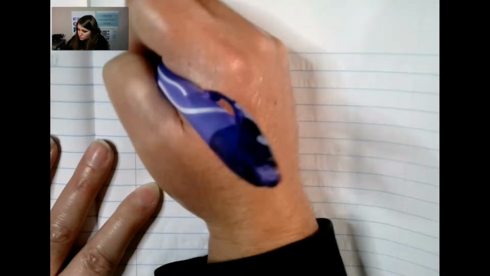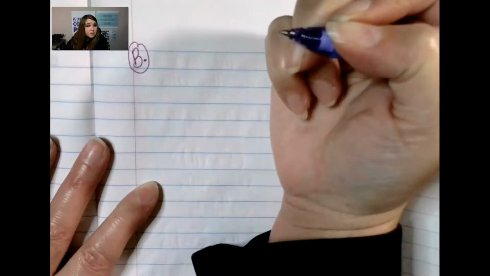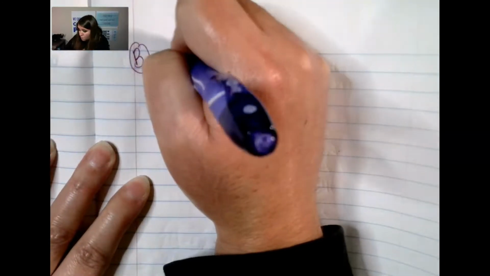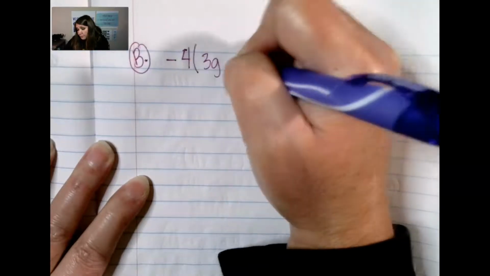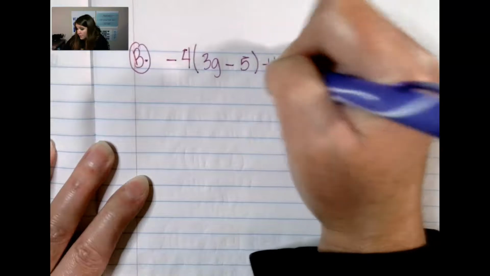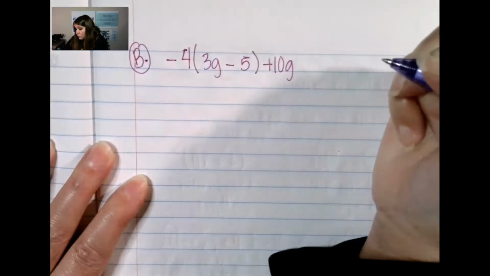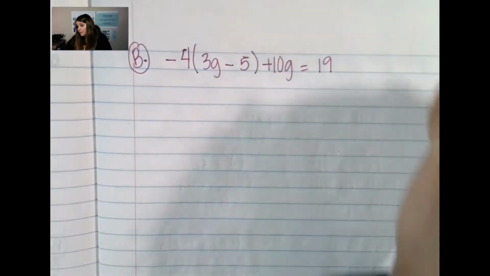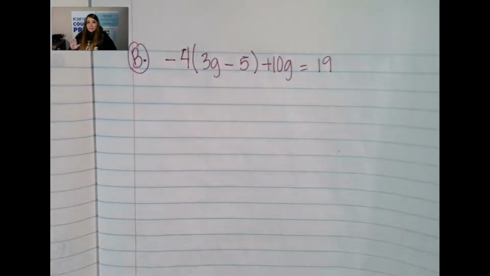Example B. Example B says, oh my gosh, all these negatives. I'm so sorry, you guys. Okay, -4 groups of 3G minus 5 plus 10G equals 19. Ooh, I see what they did there. Okay, let's start with the distributive property first.